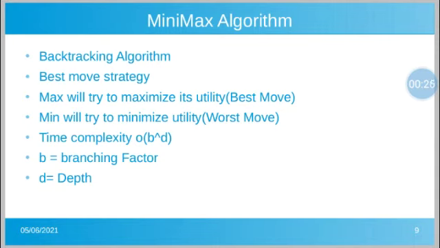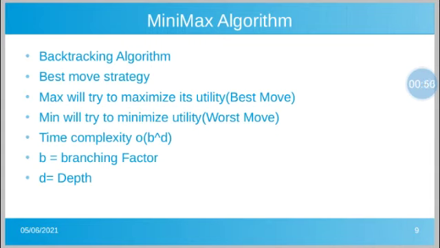So this is a backtracking algorithm. As we know, in backtracking we move vertically downward, and depending upon the situation we backtrack to get the best move or the best solution. So this is a backtracking algorithm. Then this is a best move strategy. At a particular point the players are taking the best moves, right?